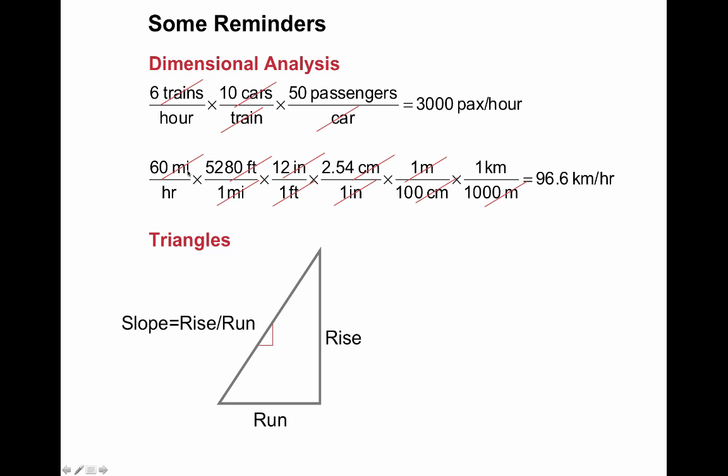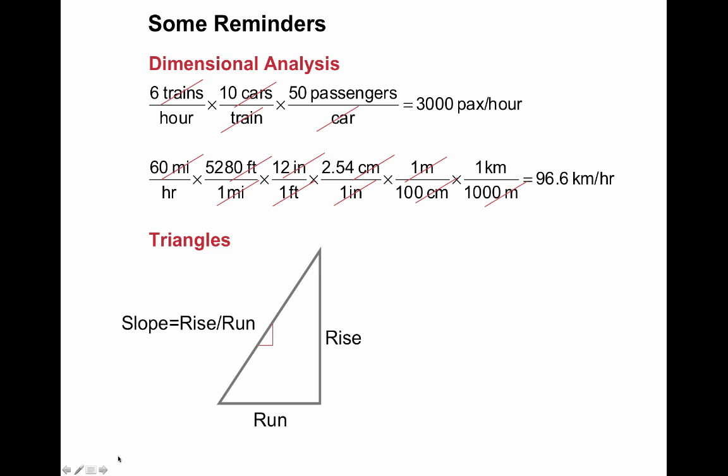Similarly, you can use dimensional analysis to convert from one set of units to another, so you can easily convert 60 miles per hour, for example. 1 mile is equivalent to 5,280 feet. 1 foot is equivalent to 12 inches. 1 inch is equivalent to 2.54 centimeters. 1 meter is equivalent to 100 centimeters. And 1 kilometer is equivalent to 1,000 meters. If you cross multiply in this way, the units will cancel out diagonally, leaving you with kilometers divided by hours. And if you multiply these numbers and divide, you obtain 96.6 kilometers per hour.